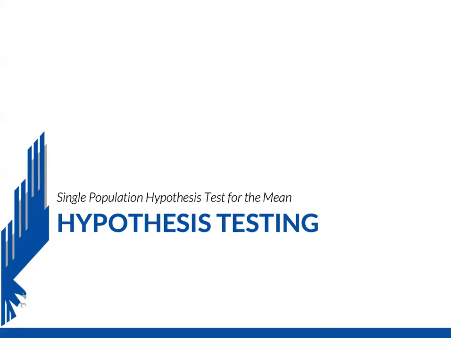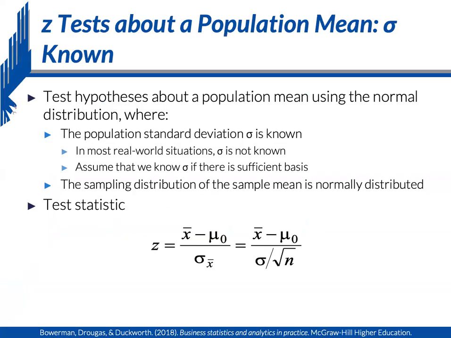This video is about single population hypothesis testing for population means. Our first test is called the z-test about population mean, and this particular test is performed if certain conditions are met. First, we are making inferences about a population mean and not a different parameter.